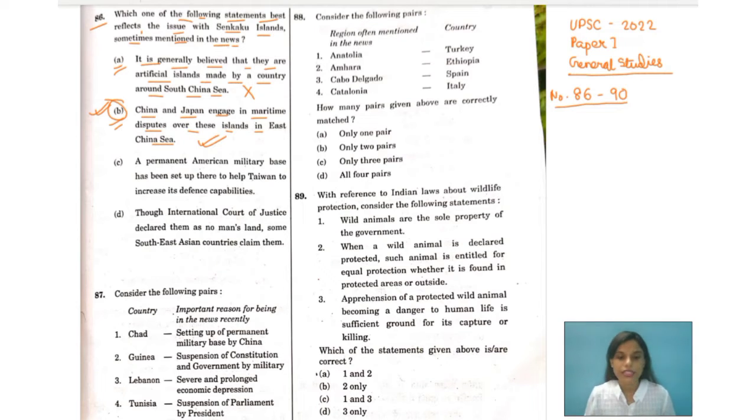This island chain, which is claimed by China, Taiwan, and Japan, is made up of five islets and three barren rocks covering an area of around 7 square kilometers. So that's it. Your correct answer would be option B. Now let's move over to the next question.